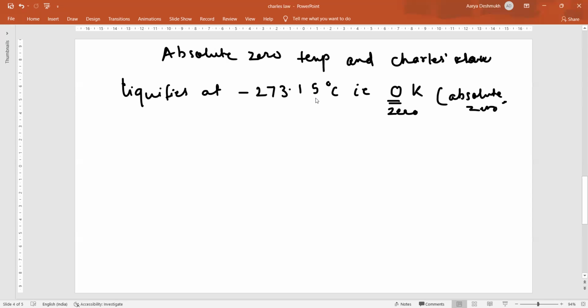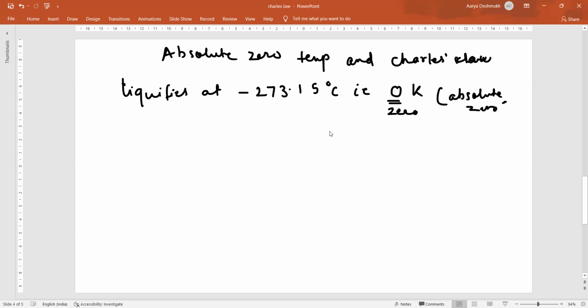You can imagine that temperature, but it cannot be attained practically. This temperature we call the absolute zero. So all the gases get liquefied at this temperature. It is minus 273.15, that is nothing but 0 Kelvin. But this temperature cannot be attained practically.